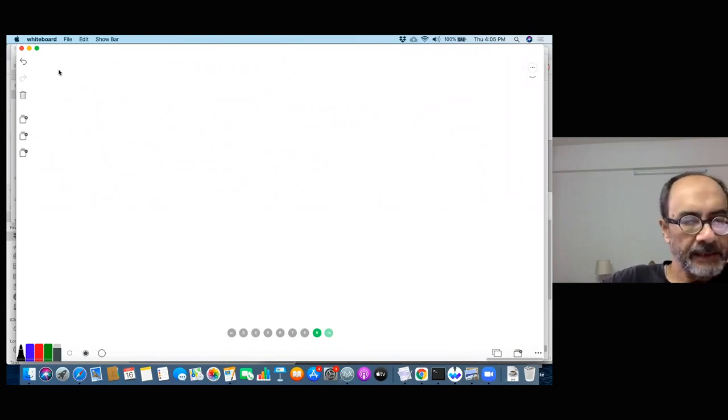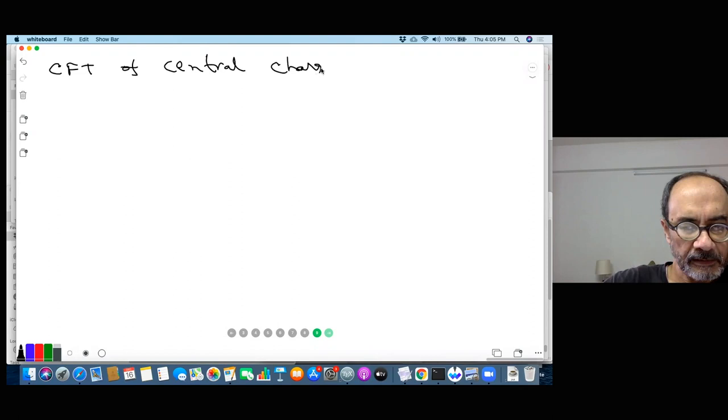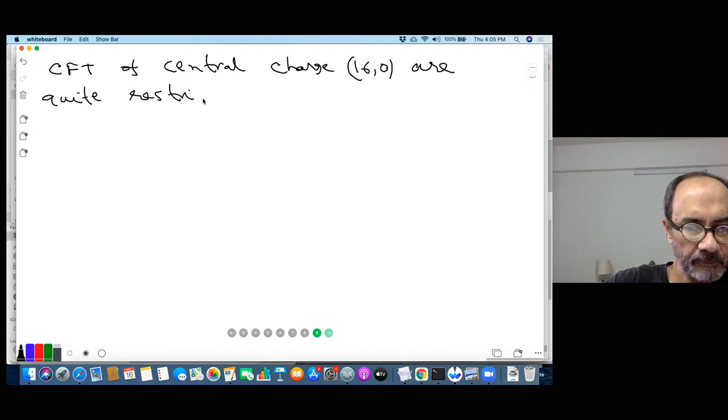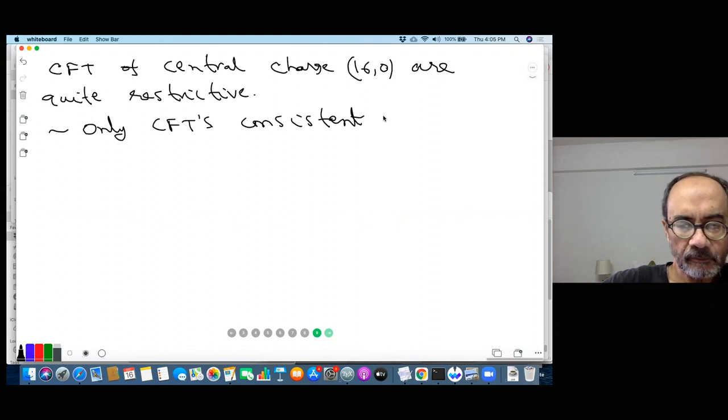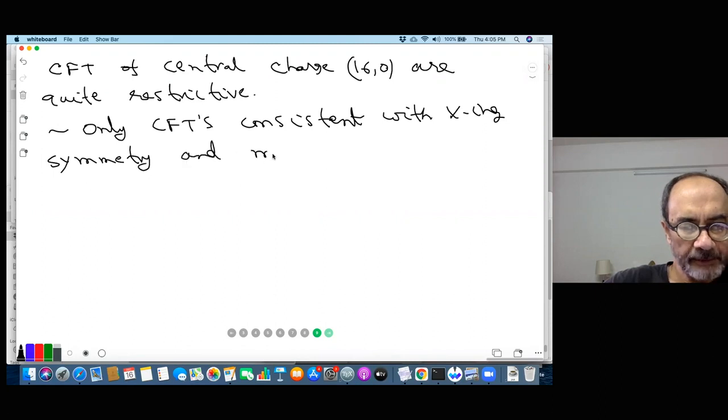Now it turns out that CFTs of central charge (16, 0), these are holomorphic or anti-holomorphic CFTs, are quite rare, quite restrictive. In effect, we only have two CFTs consistent with crossing symmetry and modular invariance. Let me remind you, crossing symmetry is the symmetry of the four-point function, and modular invariance is the symmetry of the torus one-point function. Once these are satisfied, then you have a consistent CFT.